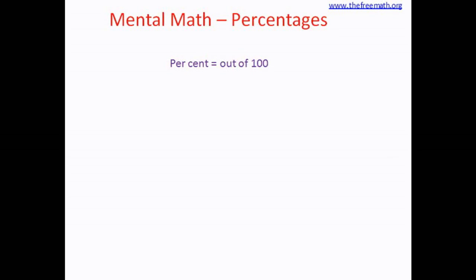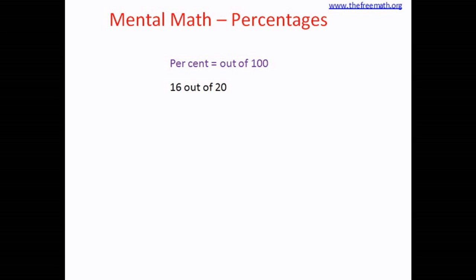We are going to see how to do mental math for percentages. That means how to calculate percentages easily. We already know that percent means out of 100. So when the given number is out of 100, it is easy to calculate the percentage. But if we want to calculate something like this, 16 out of 20, how can we do that? We will try to make it out of 100.